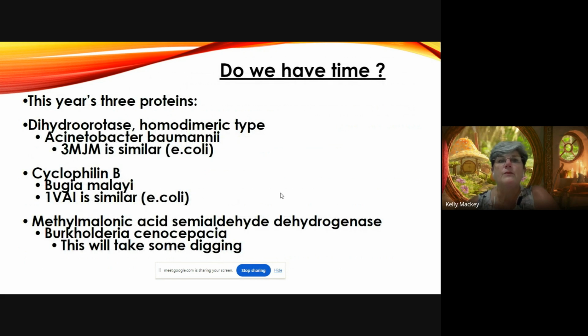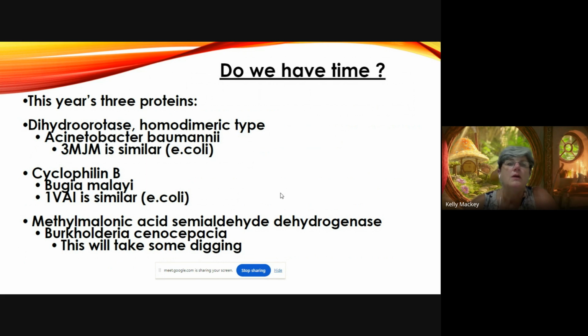And we have 3 proteins this year. I did a quick search myself, and we have 7 proteins. We talked about that already, but there are 3 that we're planning on focusing on. The first one, the dihydroorotate homodimeric type, was isolated from this bacteria. I'm just not going to torture you with my trying to sound it out. It has a similar protein that was isolated from E. coli. Its number is 3MJM, and it is similar to this, which would be a good starting point for us to look.